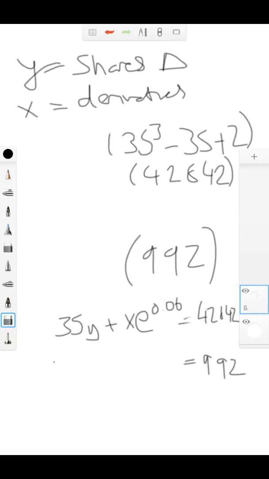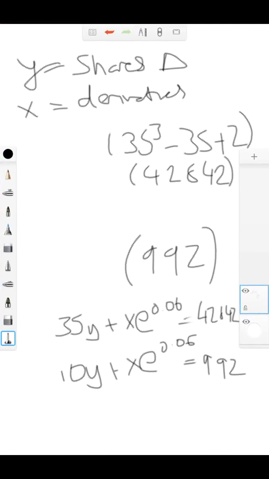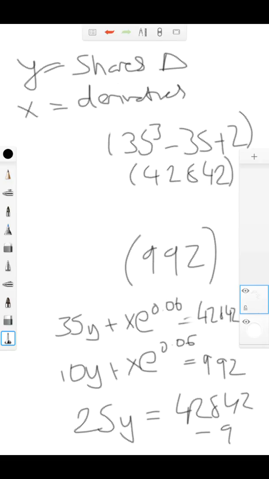And we know that we have 10y plus x e^0.06. Now we could just cancel them down. We're going to get 25. Sorry. So like a usual simultaneous equation, we could cancel it down. Get 25y is equal to 42,842 pounds minus 992 divided by 25, to give you, hopefully, what y is.